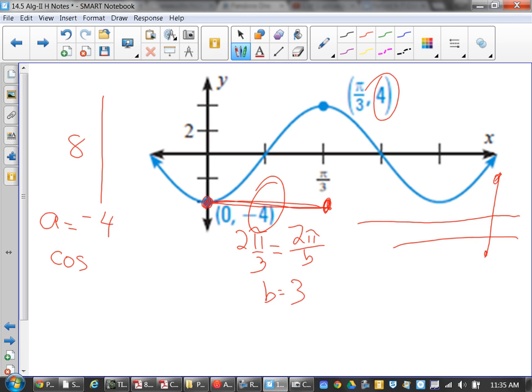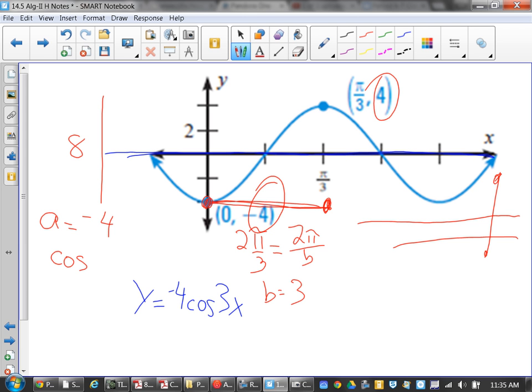So your B value is 3. We have no K value because there's no vertical shift. We're not worried about horizontal shifts here. So my answer winds up being y equals -4 cosine 3x. How do you know there's no K? Because your midpoint here goes into 0.